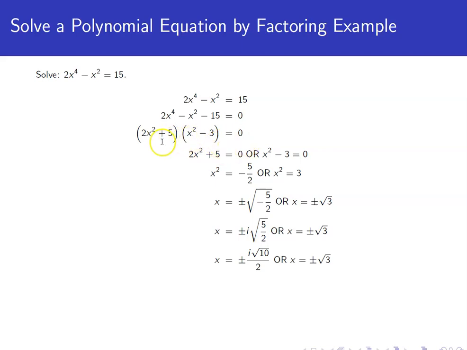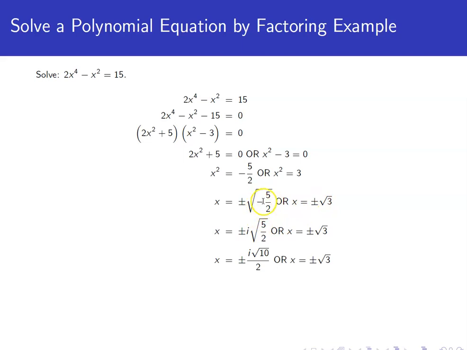So now to solve this equation, we'll set each factor equal to 0. We can solve for x squared. We get x squared is negative 5 halves, or x squared is 3. Take the square root of both sides, we'll get x equals plus or minus the square root of negative 5 halves, or x is equal to plus or minus root 3. There's not a lot of simplifying we can do with x equals plus or minus root 3.